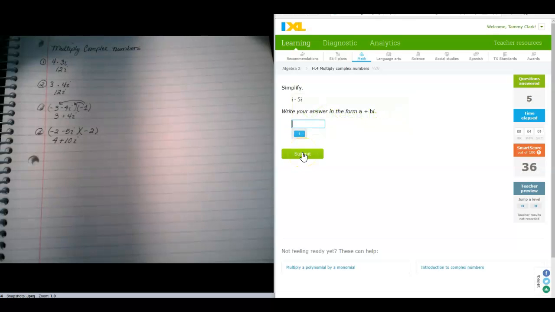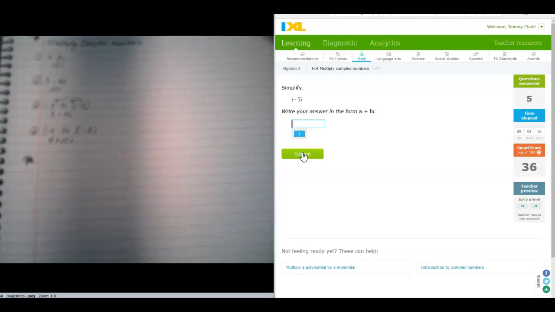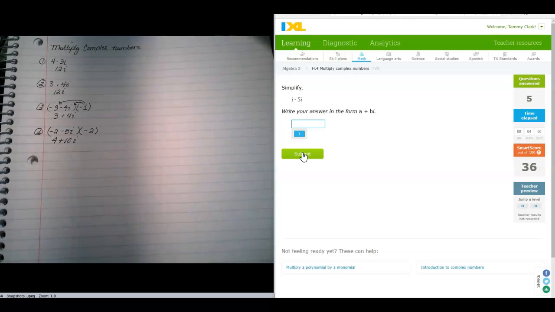I'm going to go ahead and focus here. It looks a little blurry to me. I think that's much better.